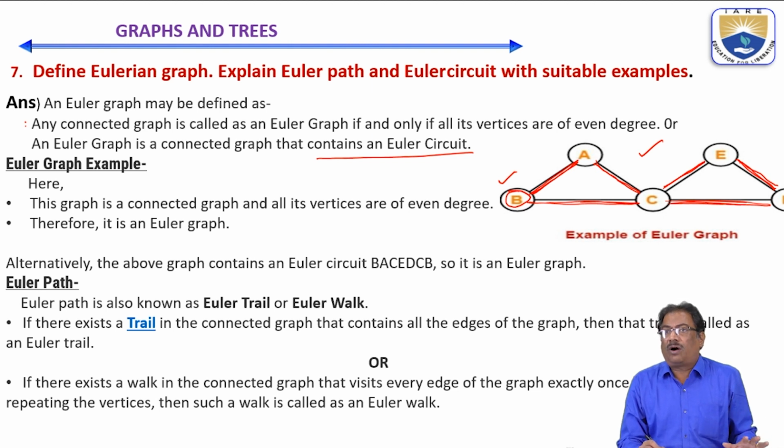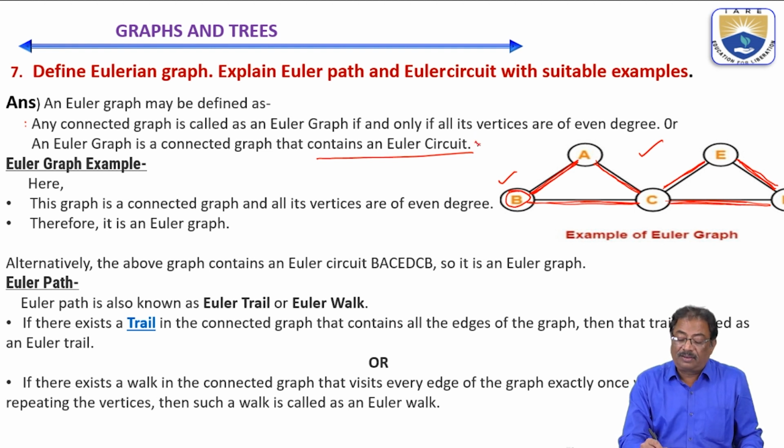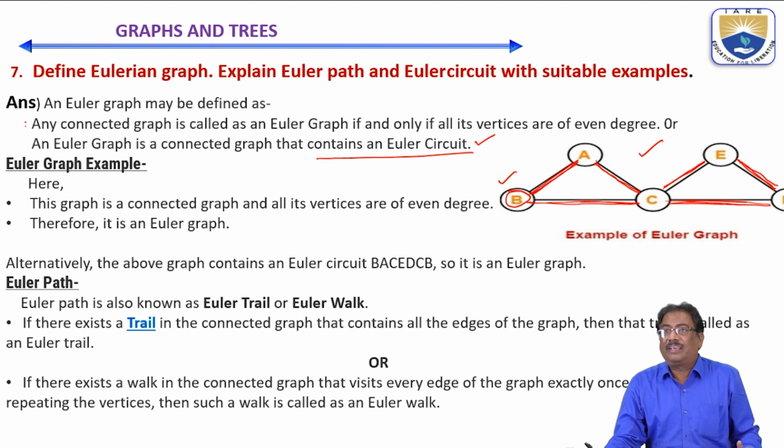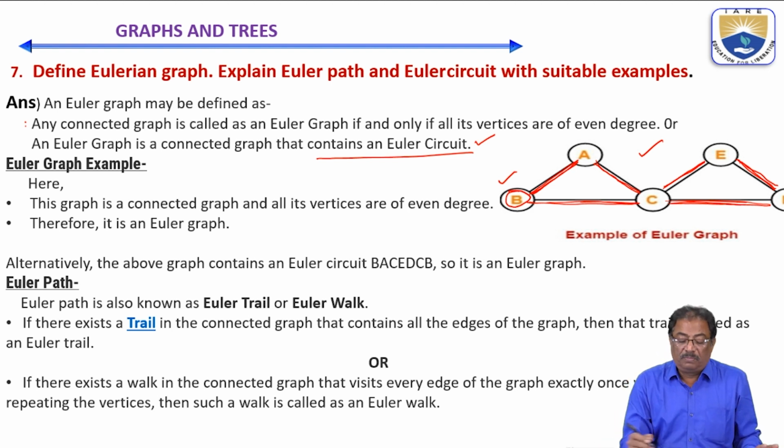So any closed walk which consists of all the edges of the given graph is known as a Euler circuit. Euler circuit is nothing but a closed walk, and any closed walk which has all the edges of the given graph is known as a Euler circuit. So this graph is having a Euler circuit, so we can say that it is a Euler's graph based on this.